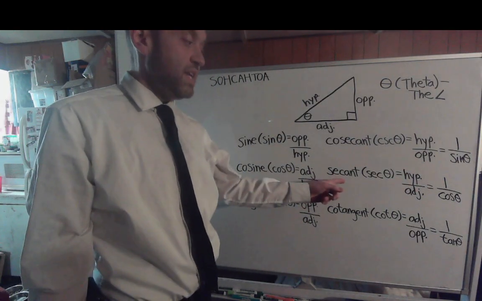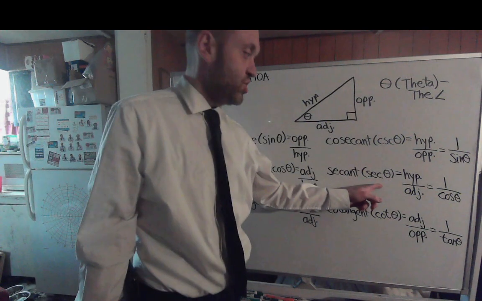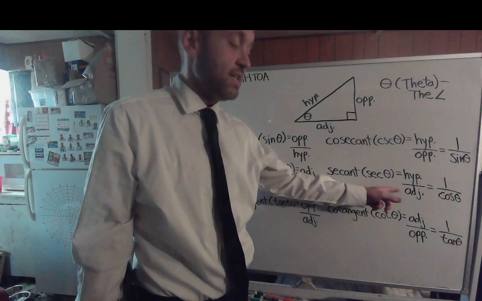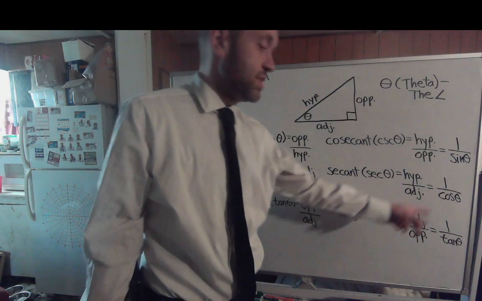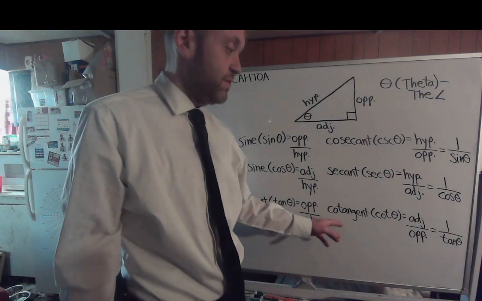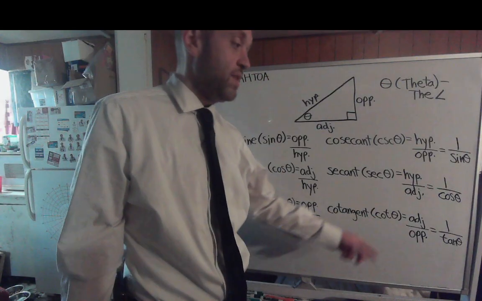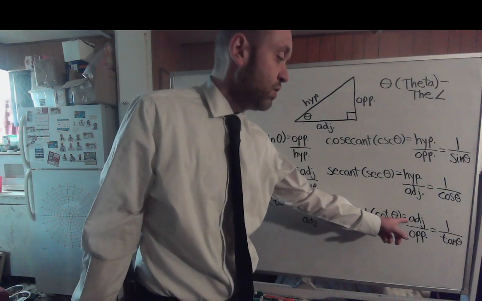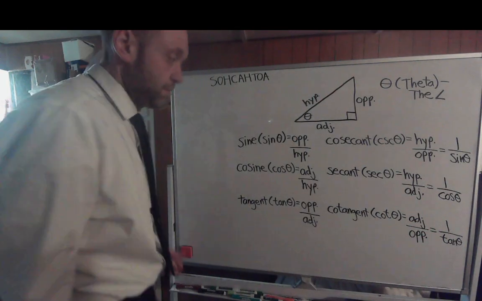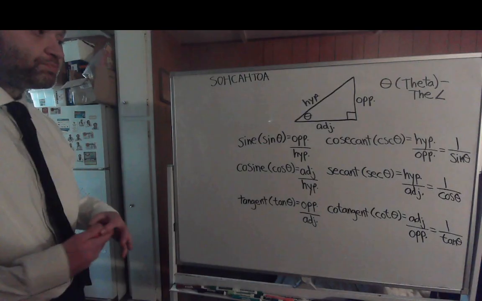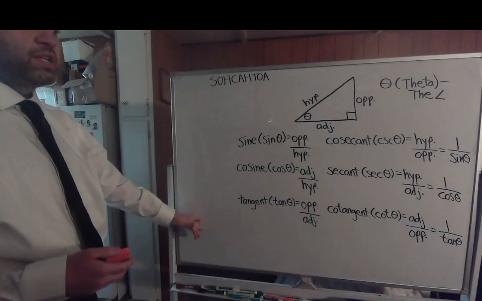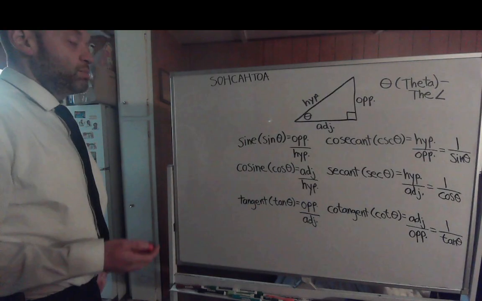Then you have the secant function. It's the hypotenuse over the adjacent leg for the angle. It's the reciprocal of the cosine. Then you have the cotangent function. It's the adjacent leg over the opposite leg, and it's the reciprocal of the tangent function. So those are all 6 trig functions now that we've learned.